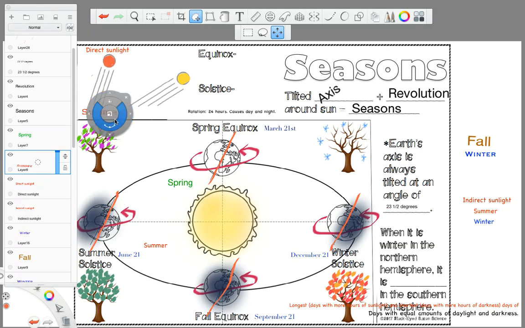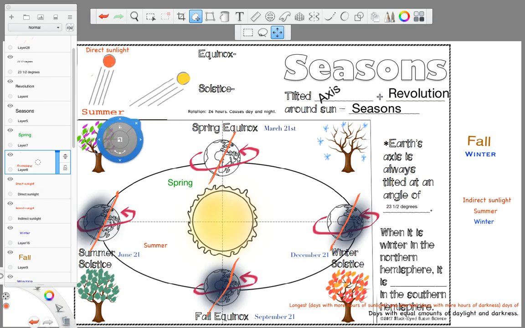So those rays of light from the sun are going to be more direct. They're going to be more intense. This is why it's hotter in the summer than it is in the other seasons. We're receiving more direct sunlight. Even at nighttime, we're receiving more direct sunlight.